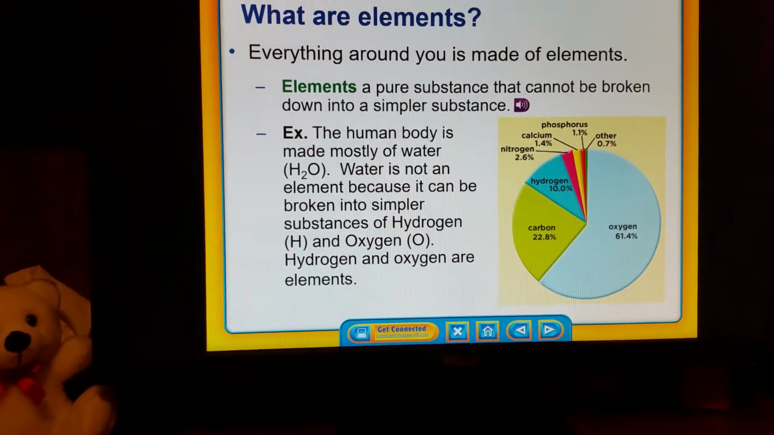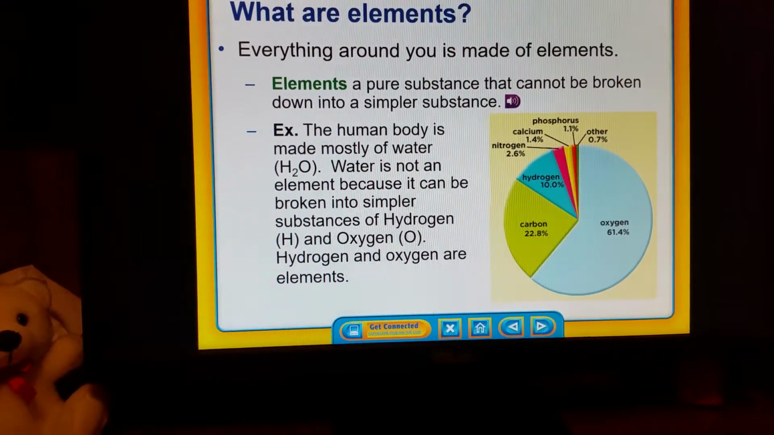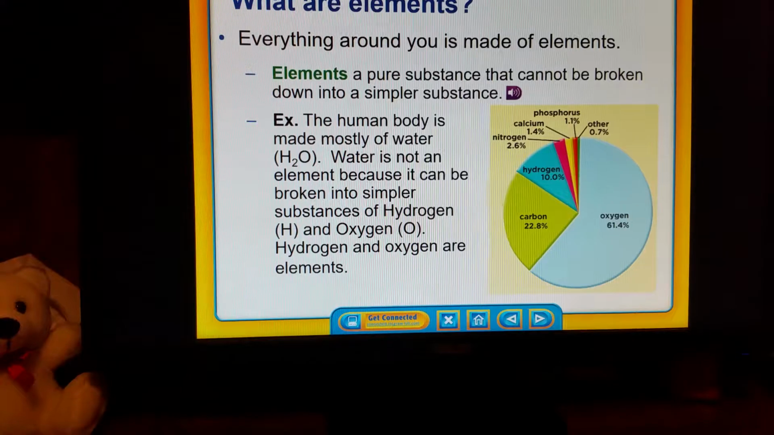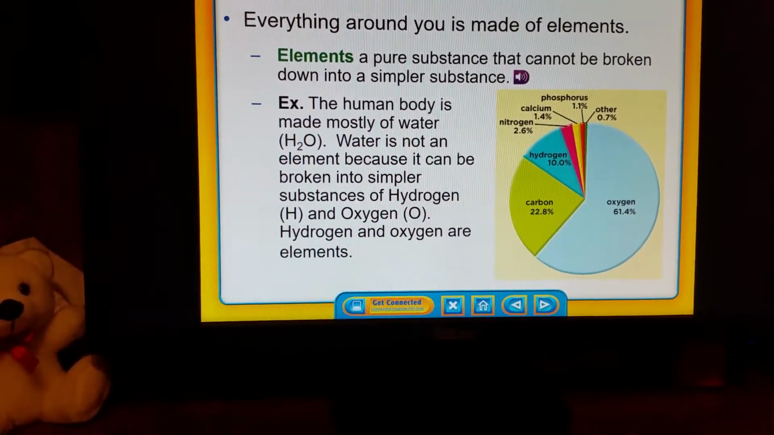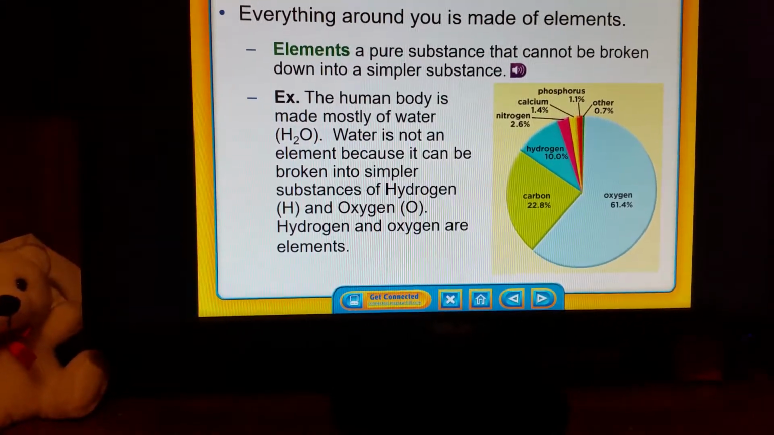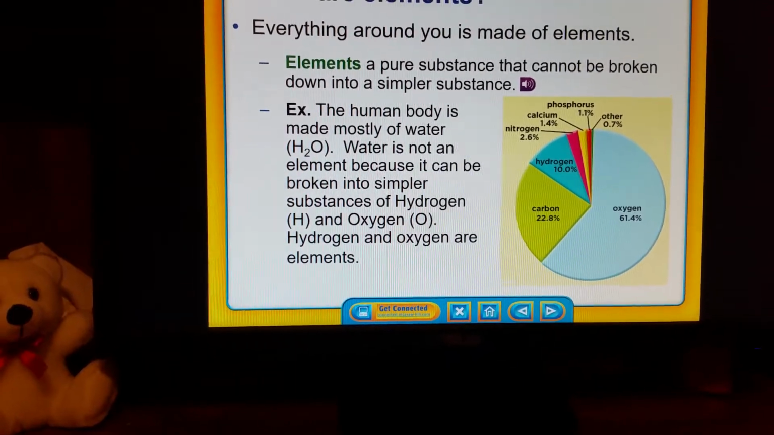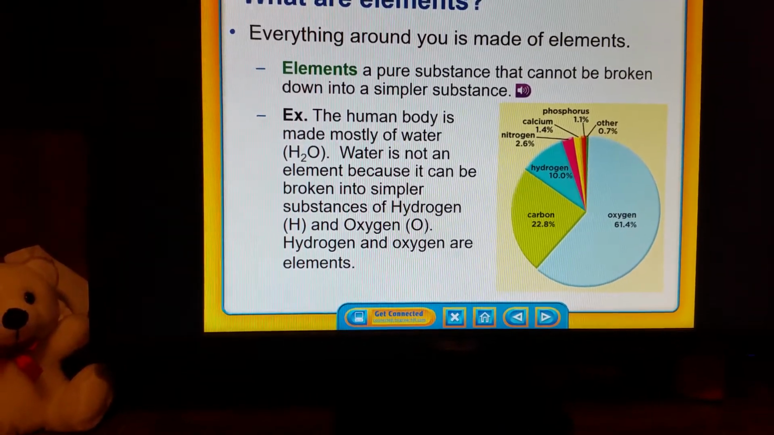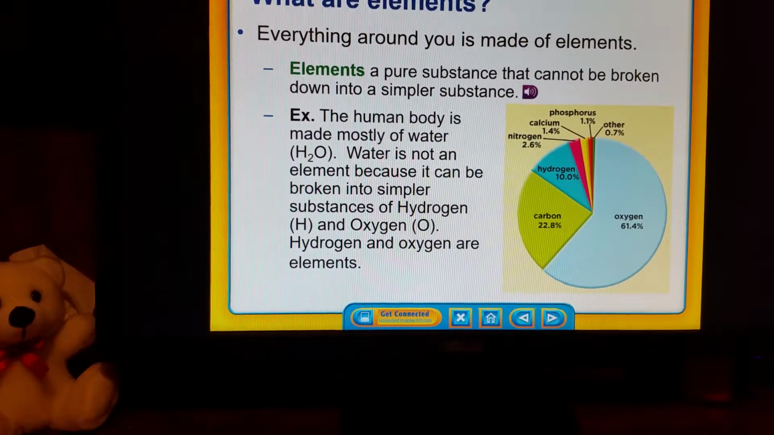For example, take the human body. The human body is made mostly of water, which is H2O. Water is not an element because it can be broken into simpler substances, such as 2 hydrogen atoms and 1 oxygen atom. So, water is not an element, boys and girls.